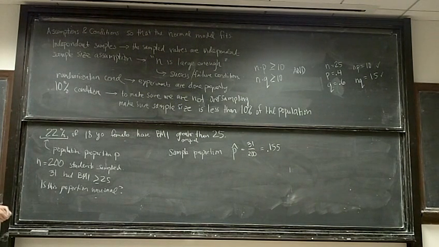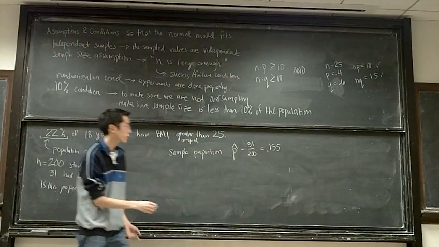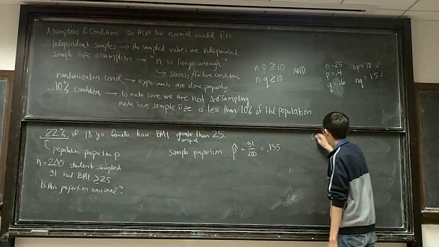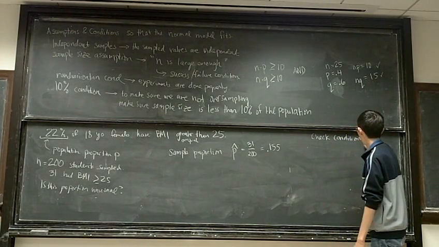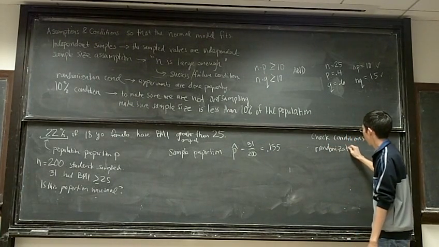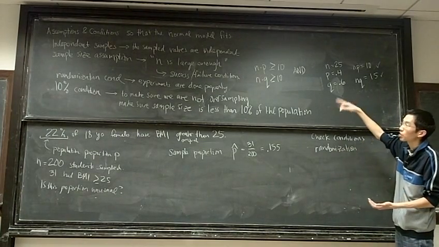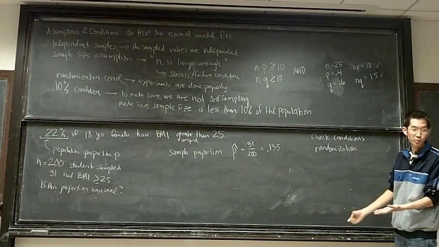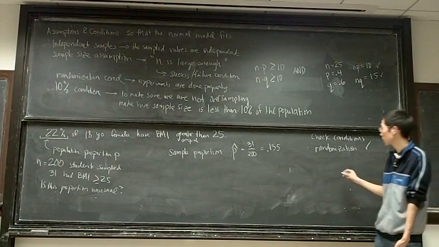Here, the randomization condition: we said that 200 students were sampled, and if they were sampled randomly, then our randomization condition is met. So let me just say check conditions. Before we can do any kind of analysis, we have to make sure that we can use the normal model in the first place. So the randomization works. Next, the 10% condition.